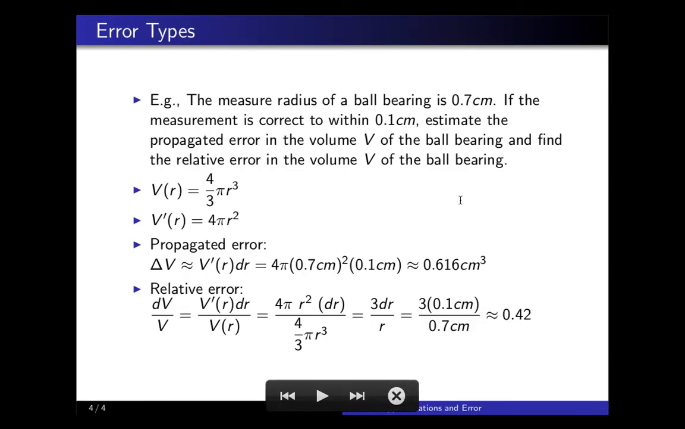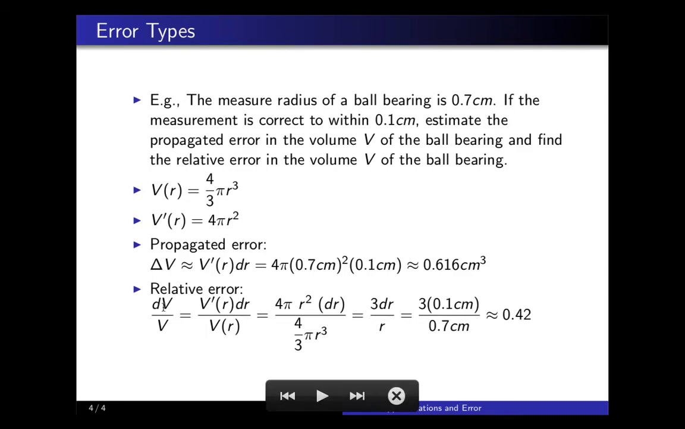Okay, so as before, we have a sphere, so our volume is 4/3 pi r cubed, and our derivative is then 4 pi r squared. So our propagated error, our change in the volume, is going to be approximately the derivative of the volume times the change in the radius, the measurement error. Here we get 4 pi times 0.7 squared times 0.1. And when you multiply all that out, you get about 0.616 cubic centimeters.